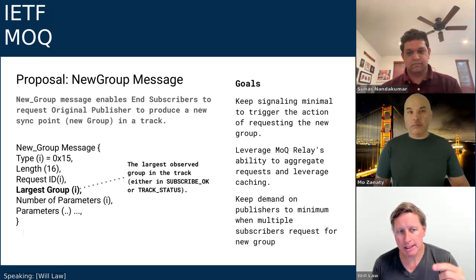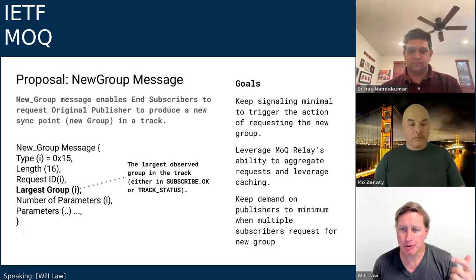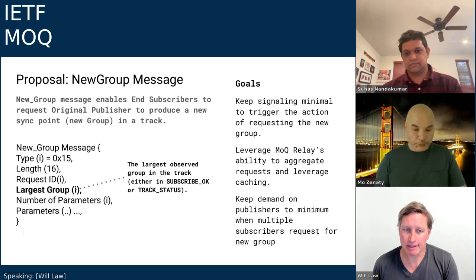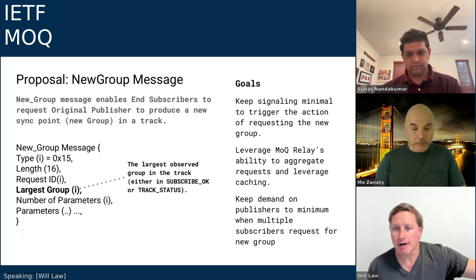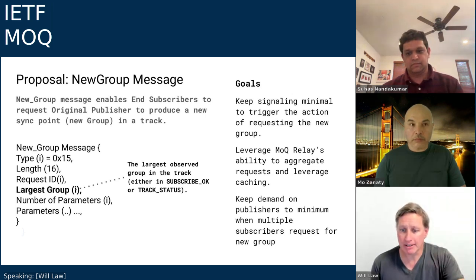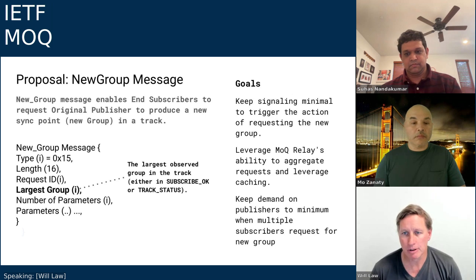Why not make this group a flag or an attribute inside the original subscribe, so that it wouldn't have to come back to us when the subscribe okay? The subscribe would just trigger keyframe generation, and you could subscribe to next group, right? So you would automatically get the next group that the original publisher then produces.